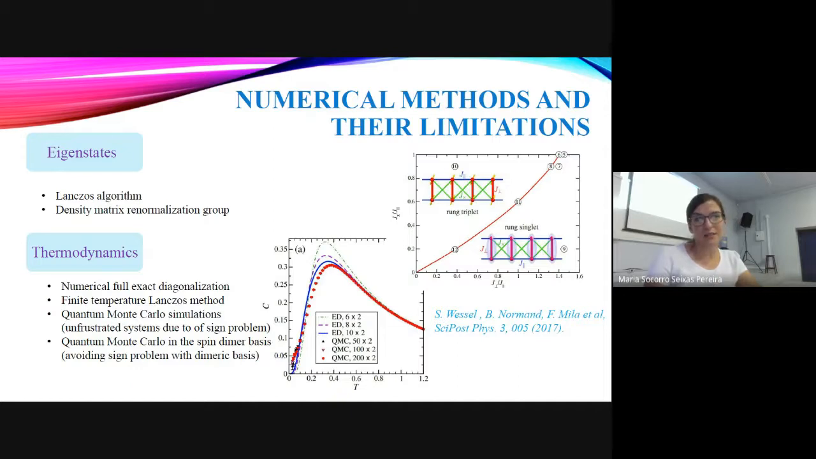The other method which can work for larger system sizes is quantum Monte Carlo, which is a strong method for quantum systems, but it also has some limitations because of frustration and the sign problem. And as Andreas told us on Monday, it can be avoided by using the dimeric basis. But it is also valid only for some special systems, not for everything.